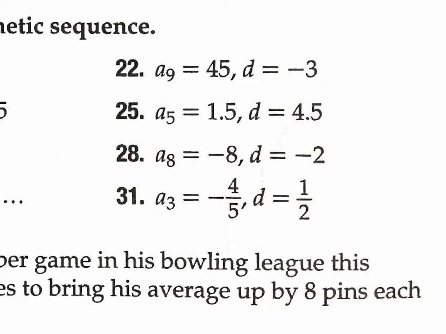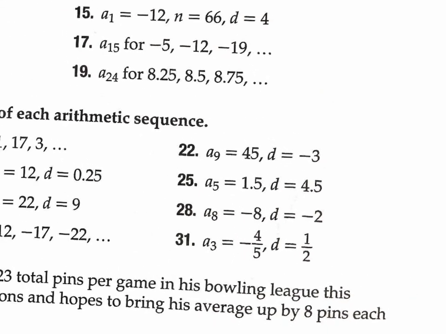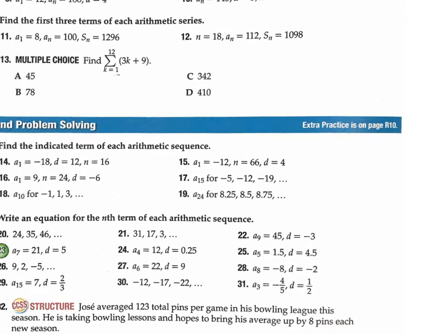You could plug in a sub 9, which is the number 45, in place of a sub n, and then you could plug in the -3 for d, and you could solve for a sub 1 to be able to write your rule. If you had problems with that, please watch yesterday's video.